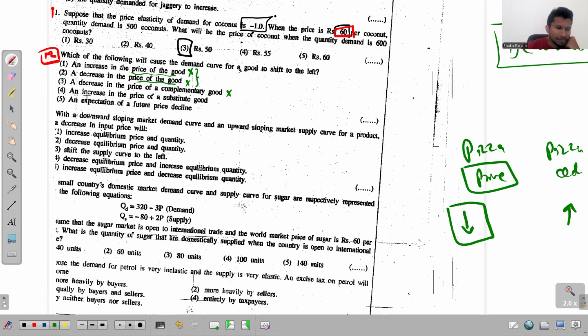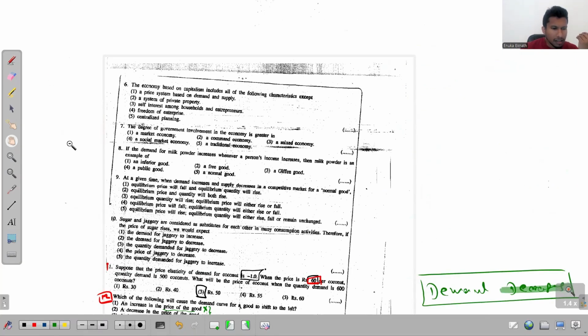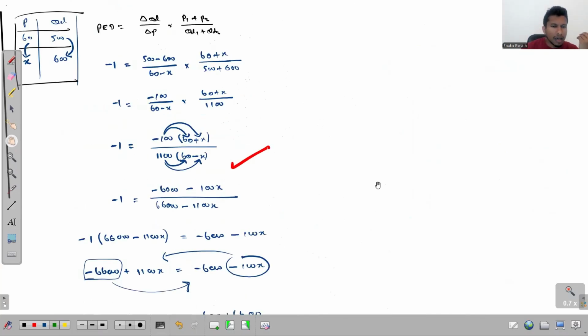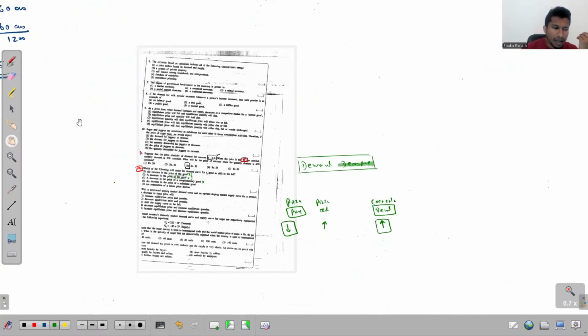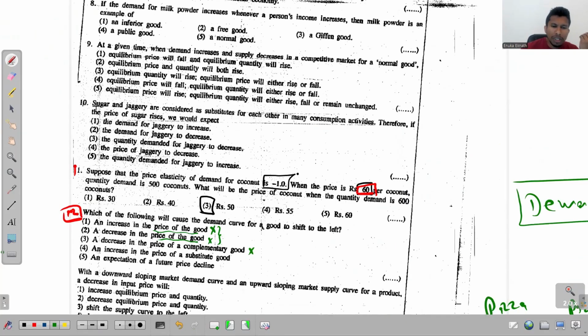Look at the fourth one. An increase in the price of a substitute good. There is nothing to discuss about this now. I think I erased that, didn't I? Yeah, I have erased that. But if you remember, this is the thing. We had two substitutes here, sugar and jaggery. What happened there? The price of sugar rises. So the price of the substitute good increases.